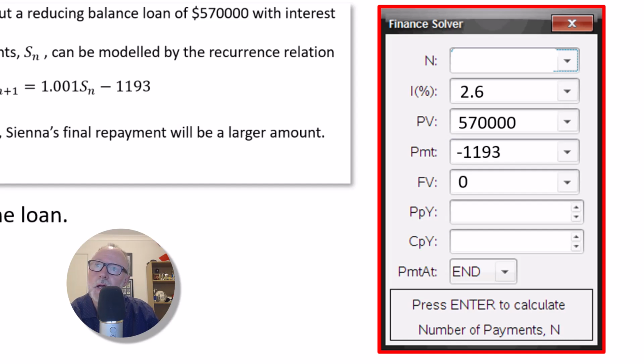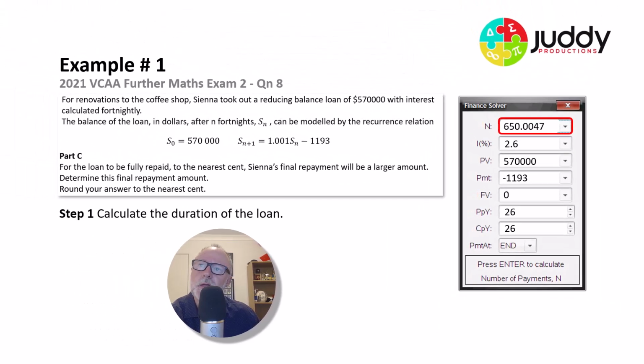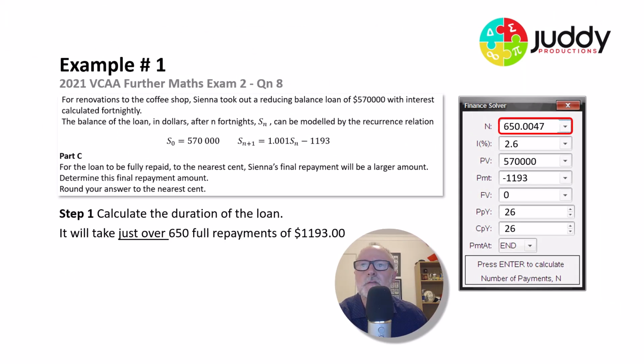We want to find out how long it takes to pay it off completely, so the future value will be 0. We know being fortnightly, there's 26 payments per year, and there's also 26 compounding periods per year. So when I place that in my TI-Nspire CAS calculator using the finance solver, I end up with the answer for n as 650.0047. So that tells me it will take just over 650 full fortnightly repayments of $1,193.